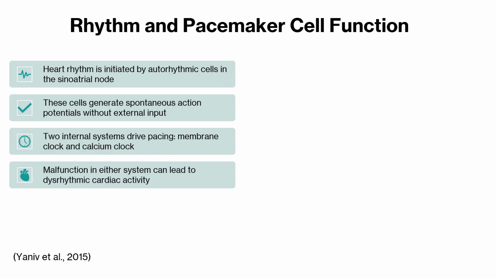Rather, their rhythm is driven by two internal mechanisms: the calcium clock, which is based on internal calcium cycling, and the membrane clock, which depends on ion channel behavior. Heart dysrhythmias may result from a breakdown in the timing of electrical signals caused by instability in either of these systems. This provides context for the research I will be talking about.